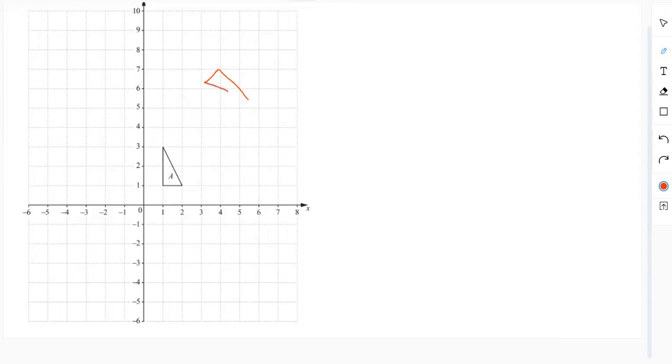Okay, let's say we had this triangle here, and this is triangle B. We are going from triangle A to triangle B. We need to find the angle of rotation and the center of rotation.